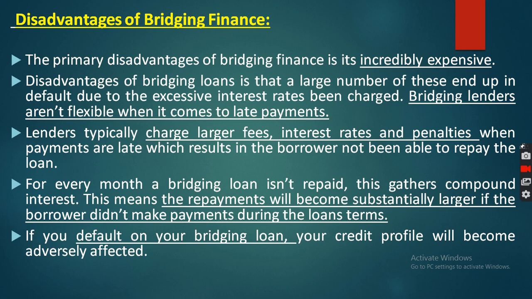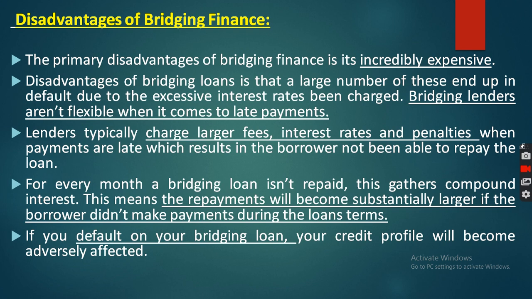Then the fourth one: for every month a bridge loan isn't repaid, it gathers compound interest. This means the repayment will become substantially larger. For example, if the borrower didn't make payments during the loan term, clear. Generally, if the borrower does not pay regularly, then it will create a larger amount. So it will be considered as gathered compound interest, clear. So it generally creates difficulties for the borrower. Sometimes the borrower has to pay fines or penalties, clear.